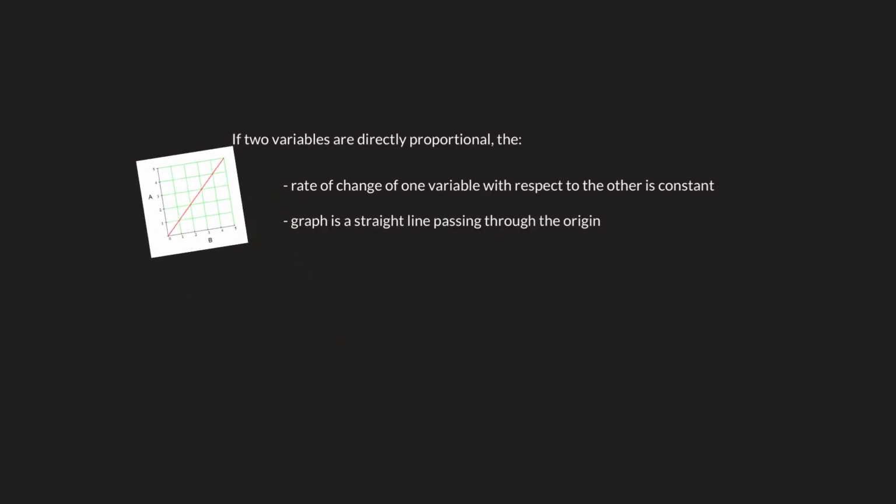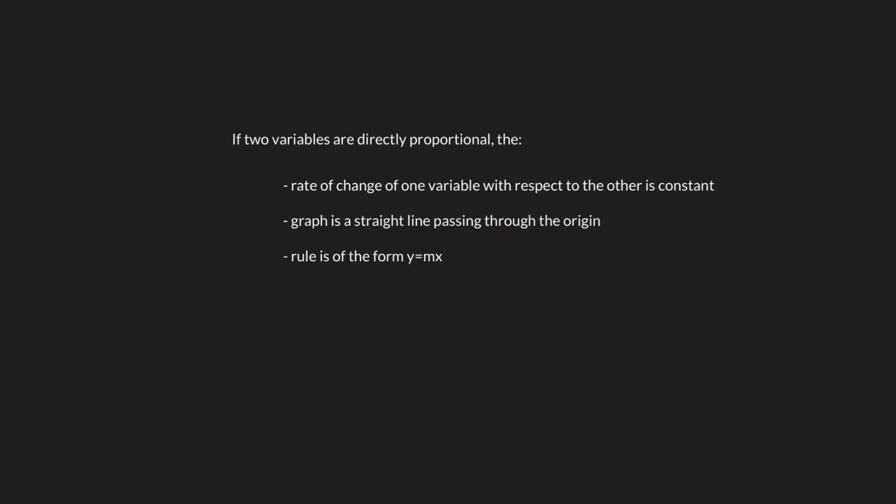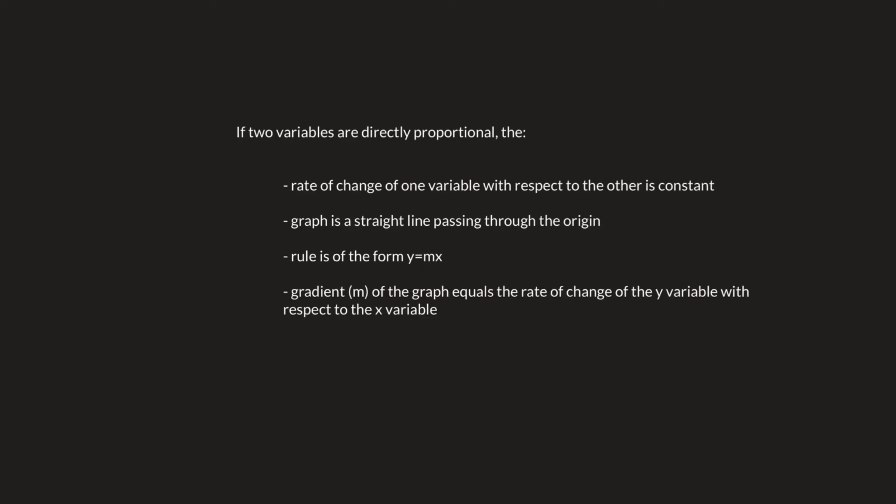So there's an example there. Straight line passing through the origin. The rule is of the form y equals mx, with m being the gradient. And the gradient m of the graph equals the rate of change of the y variable with respect to the x variable. And we'll go in and look at an example now.